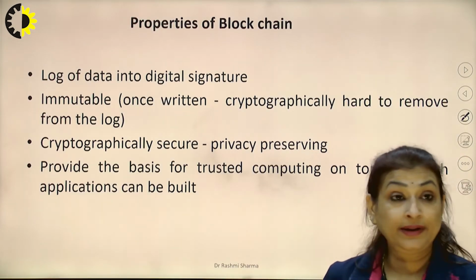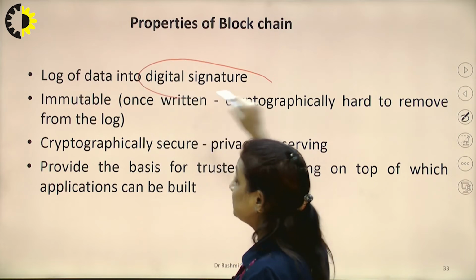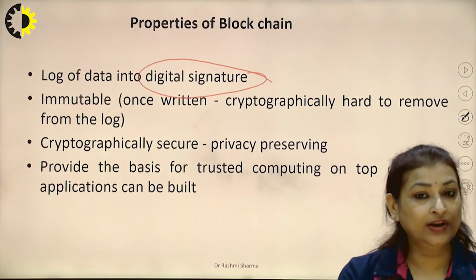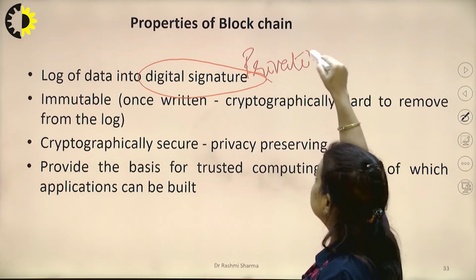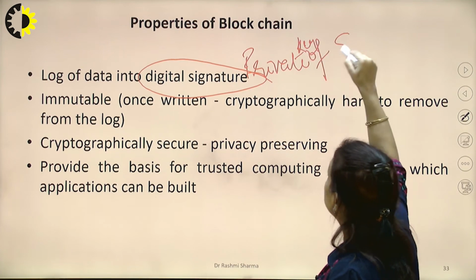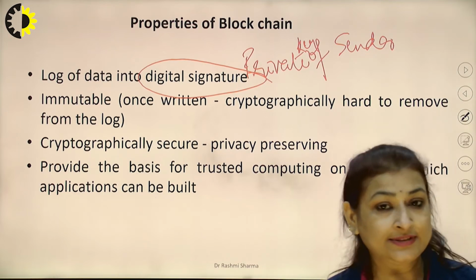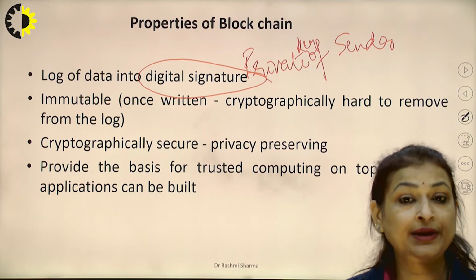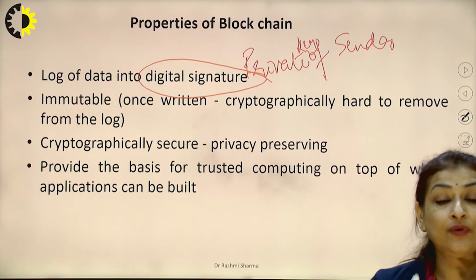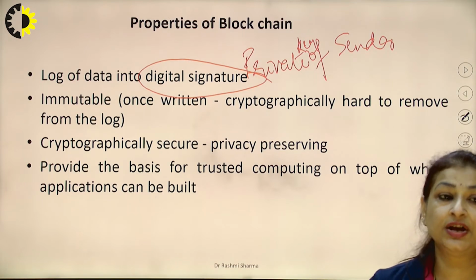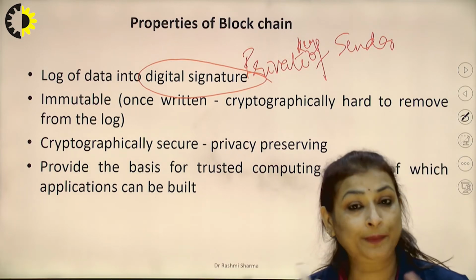So what are the basic properties? You have to log the data with a digital signature. As we have discussed, the digital signature is basically my private key, through which I am signing that document. So this becomes the private key of the sender, so that everybody knows this has been signed by me. And then it should be immutable. Obviously, once written, we cannot make any changes. We have to see that it is secure, and we should preserve that.